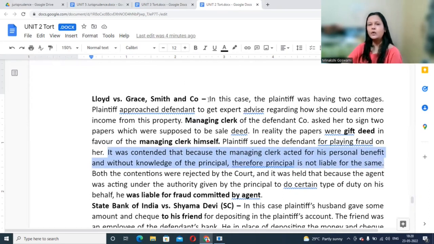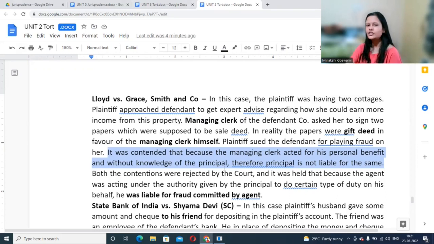This company owner went to the court and said that the gift deed was not in favor of the company, not in favor of me, but it was in favor of the managing clerk. So we should not be held liable in this case. And also, this was without my knowledge. I was not aware of this thing happening, right?